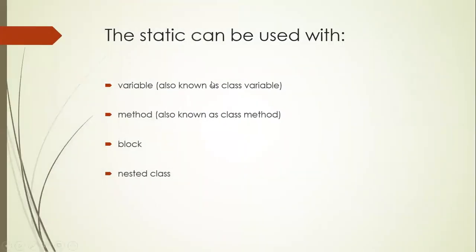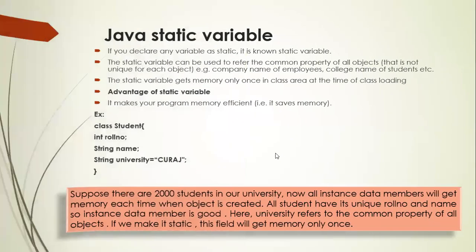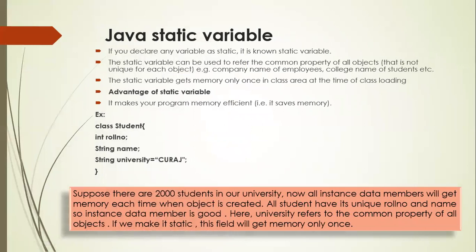The static keyword can be used with variables, which are also called class variables, and methods, which are also called class methods. You can use the static keyword with blocks and with nested classes, as we have seen in the previous slide. Let us see how to declare a static variable. If you want to declare a static variable, you need to prefix it with the static keyword.